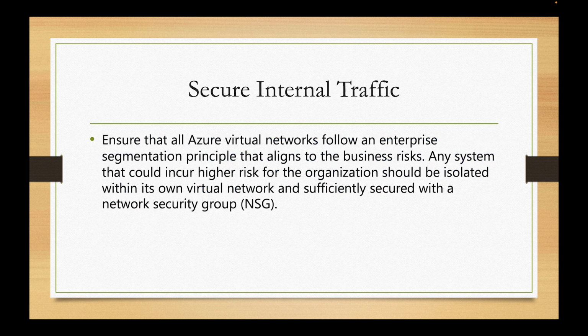Secure internal traffic. So you want to ensure that all virtual networks follow an enterprise segmentation principle that aligns to the business risk. Any systems that incur high risk for organizations should be isolated within its own virtual network and sufficiently secured within a network security group. So really how you partition your network is what this is talking about here, where it talks about secure internal traffic. We're doing one thing with the Bastion host. We're saying, okay, subnet B will only give access to the Bastion host from this specific IP address. And you'll do a combination of different things, which also includes using private links, so that this way that Bastion host cannot communicate with your internal network.